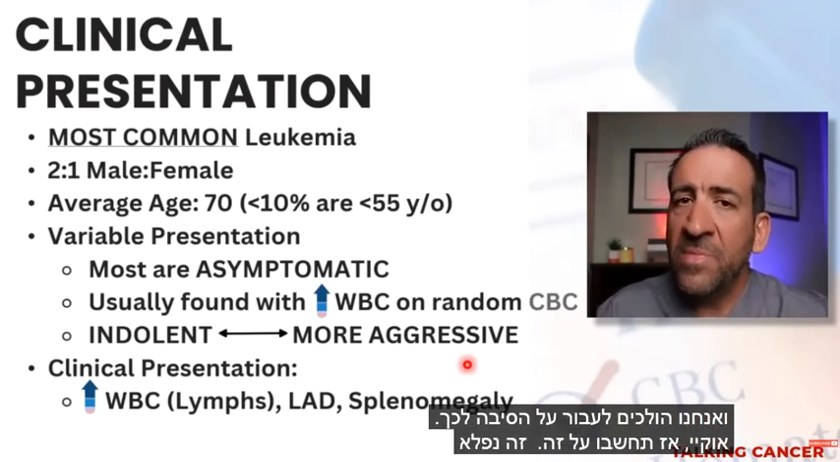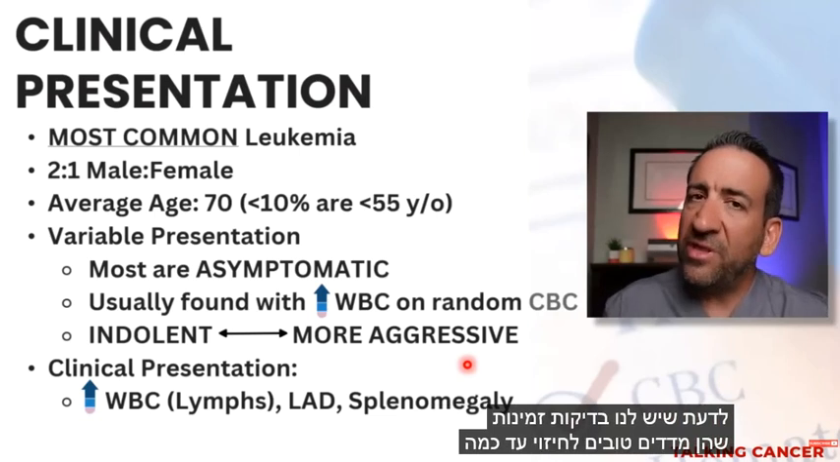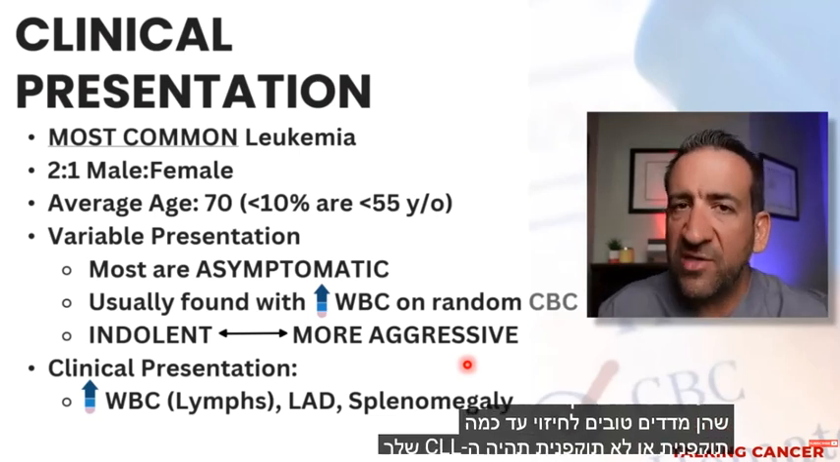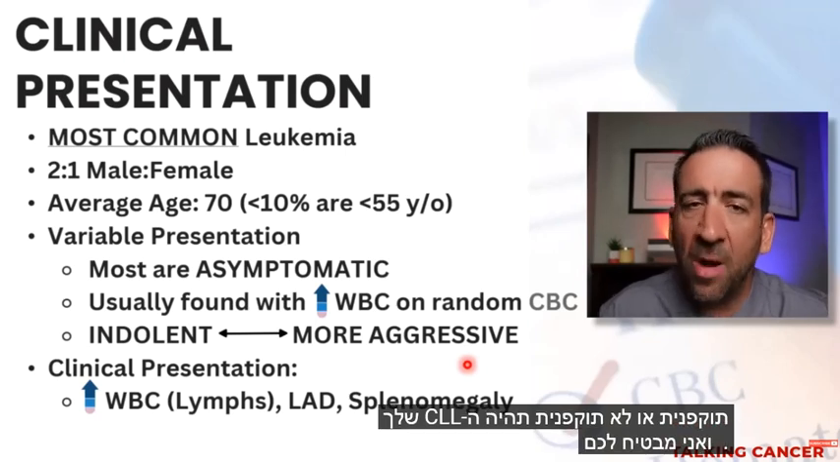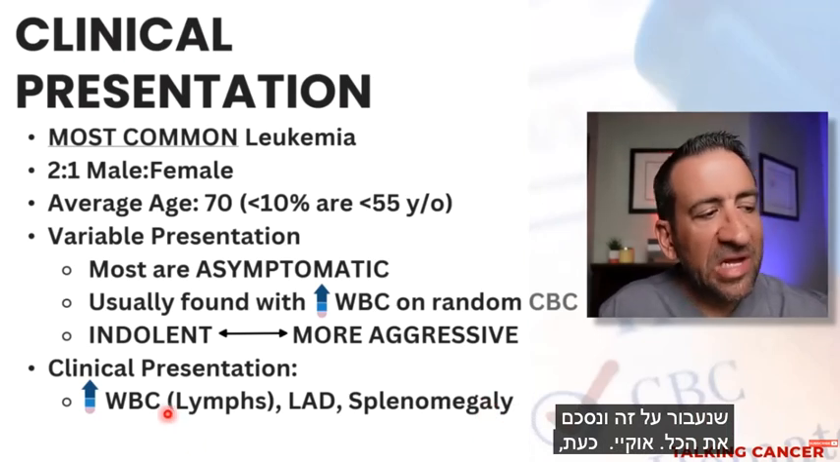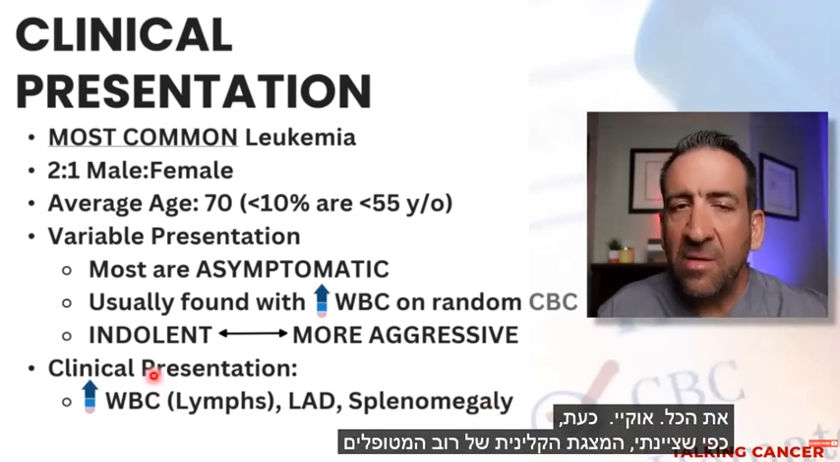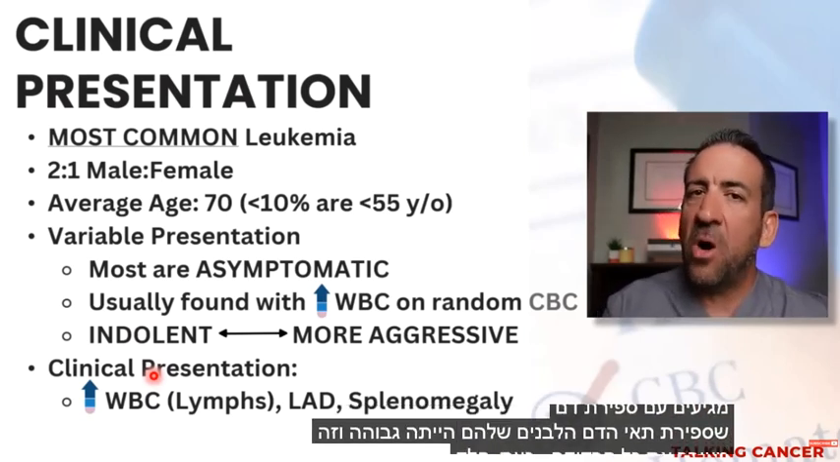Okay, so think about it. It's wonderful to know that we have tests available that are good predictors as to how aggressive or non-aggressive your CLL will be. And I promise you we're going to go over this and we're going to tie it all in. Now, the clinical presentation, as I stated, most patients come in with a blood count, their white blood cell count was elevated, and that sparks the whole workup.